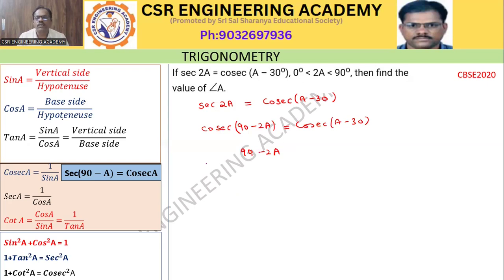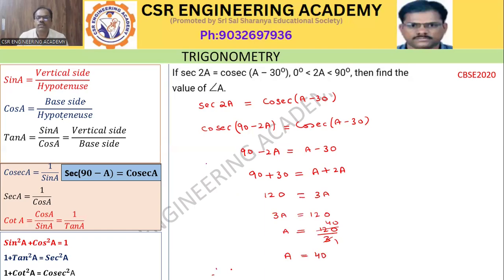Cosecant gets cancelled. 90 minus 2A is equal to A minus 30. Rearranging terms, 90 plus 30 is equal to A plus 2A. 120 is equal to A plus 2A, 3A. 3A is equal to 120, A is equal to 120 by 3. 3 ones are 3, 40s. A is equal to 40. So therefore, angle A is equal to 40.